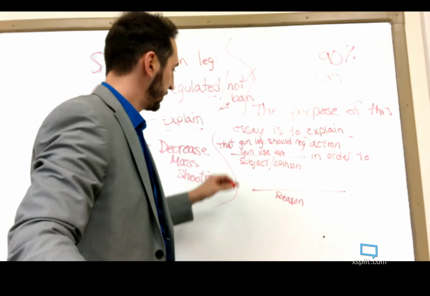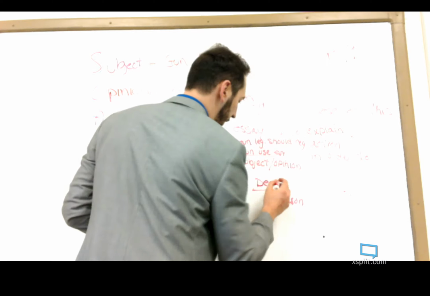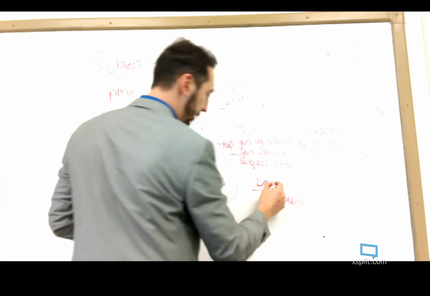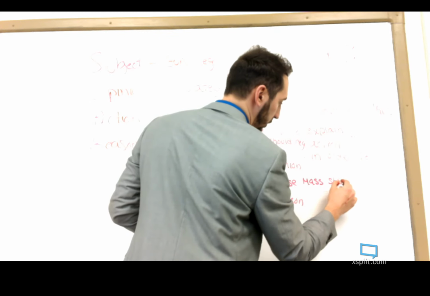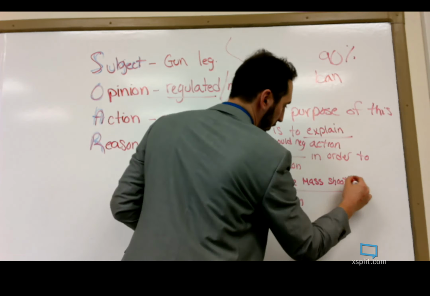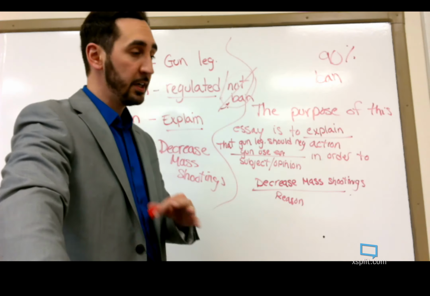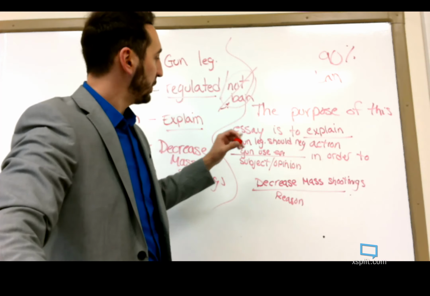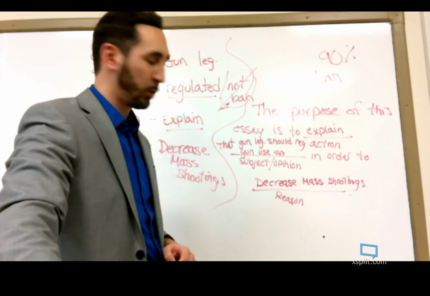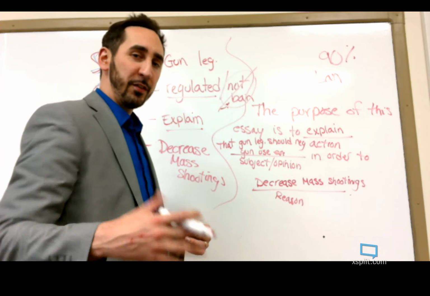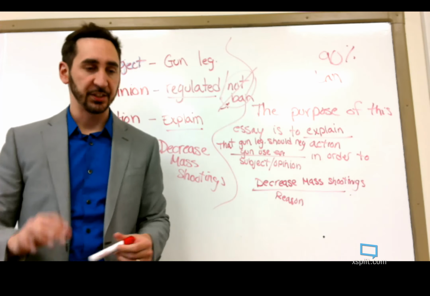The purpose of this essay is to explain that gun legislation should regulate gun use in order to, and then we plug in our reason. Reason, decrease mass shooting. Okay, so now we have a thesis. Well, you have a viable thesis, one that you could use in your paper. If you want to reword it, of course you can. The purpose of this essay is to explain that gun legislation should regulate gun use in order to decrease the number of mass shootings. And so there we have a viable thesis that we can now use in our essay.